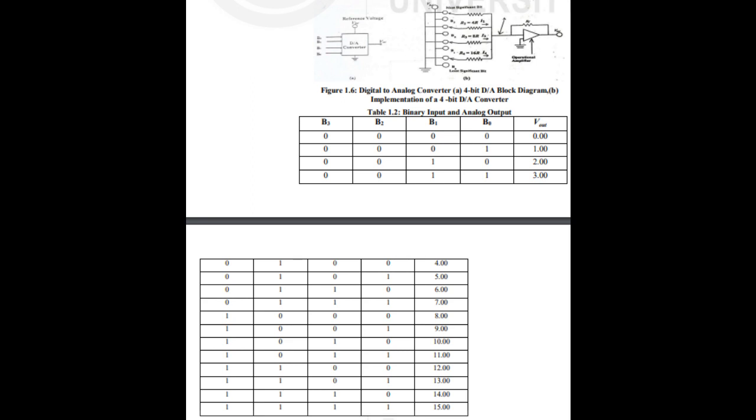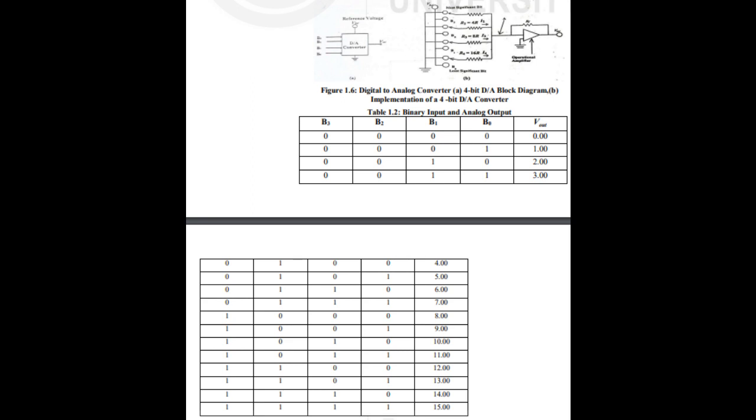Figure 1.6, digital to analog converter. A. 4-bit DA block diagram. B. Implementation of a 4-bit DA converter. Table 1.2, binary input and analog output. There is a relationship between the binary position weights and the output voltages. In particular, a 1 in each successive binary position results in a doubling of the output voltage. This is a clue to the way in which DA converters are constructed, which is illustrated in Figure 1.6 B.